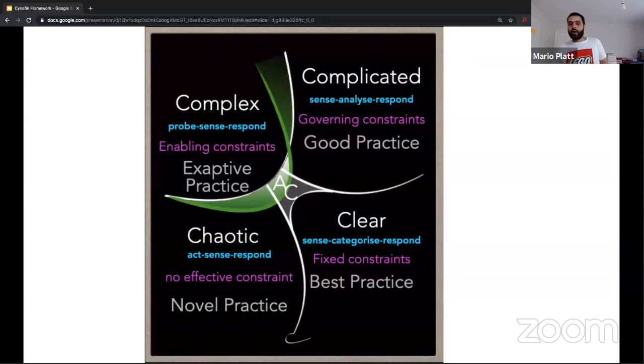In the complicated domain, what we have are governing constraints. Governing constraints create boundaries. Within them, they give you some flexibility, and they define some outer boundaries where things can happen. This is opposed to the clear domain, where the constraints are fixed and rigid, more like checklists, etc.